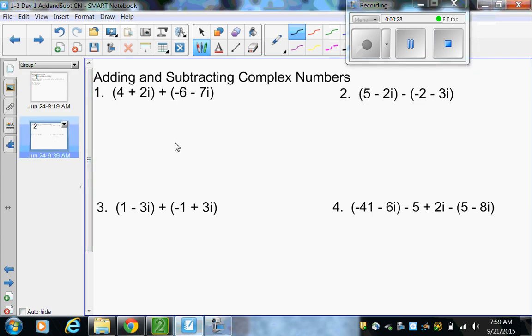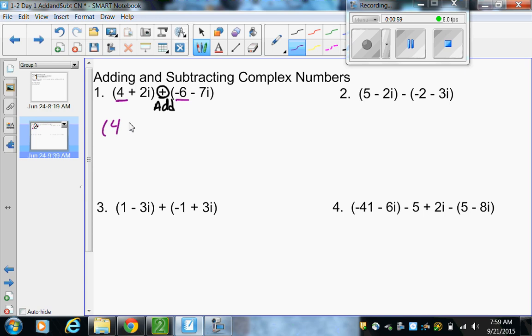So adding and subtracting complex numbers is just like adding and subtracting like terms. So first thing we're going to do is look in between the parentheses and notice whether or not we have an addition or a subtraction. So in this case, we are just adding. So we're going to find our like terms, meaning we're going to find the reals and then we're going to find the imaginaries. So if I look at this, on the left side here, 4 is real. On the right side of the addition sign, -6 is real. So we're going to write them together.